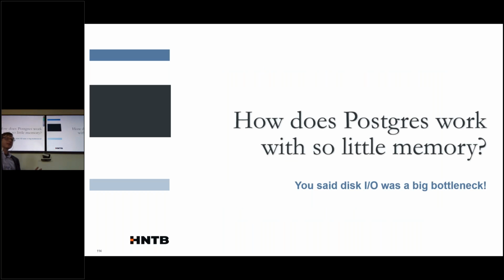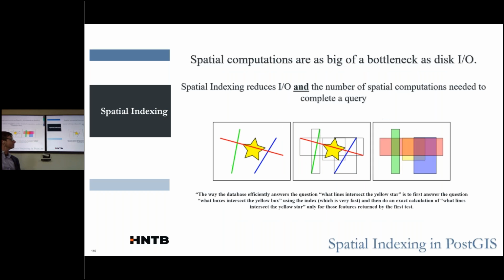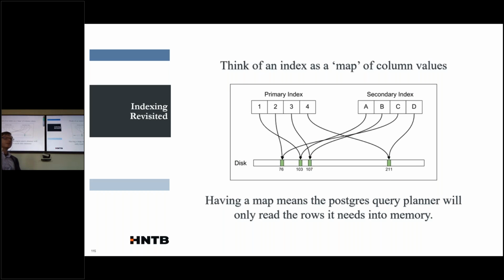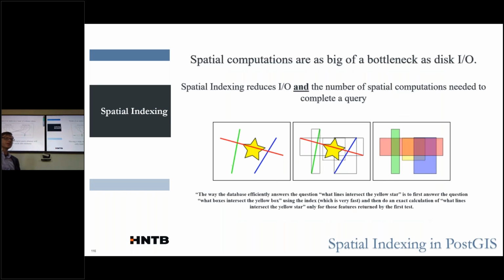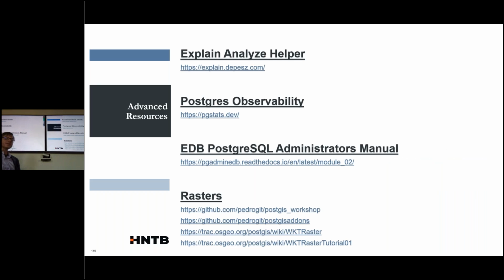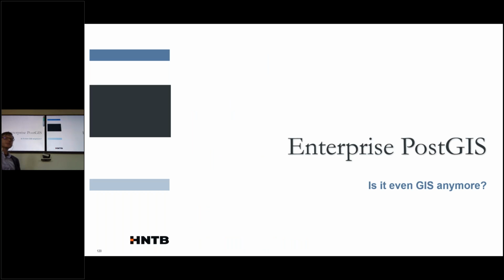So this is why Postgres works with so little memory, and it's all about indexing. You actually need to index. The index allows you to set up very, very fast queries, but working with the query planner and the indexer is where you start getting really, really fast spatial queries. And so indexes plus a little knowledge equals magic flying trains, which I'm not going to get a chance to talk about, sadly, but that's fine. So here's some advanced resources.